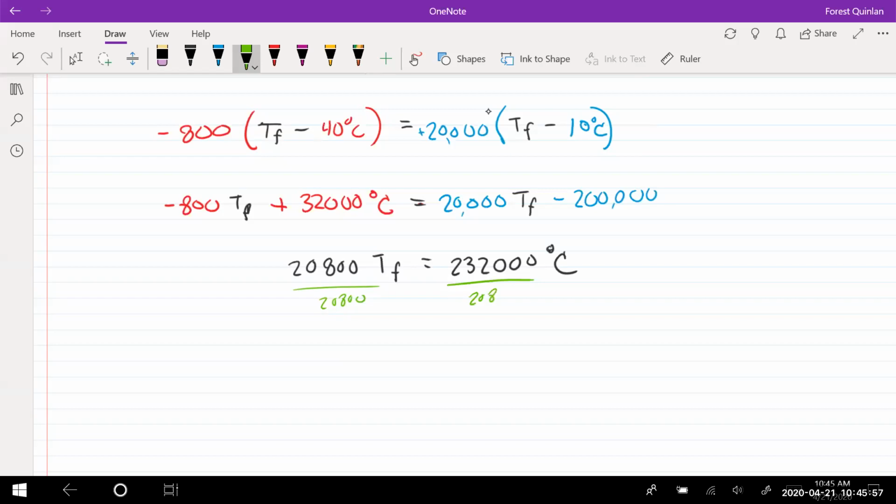Divide both sides by the 20,800. And our final temperature will equal 11.15 degrees C, or 52 degrees Fahrenheit. Still too cold. Depends on how much you want to swim.